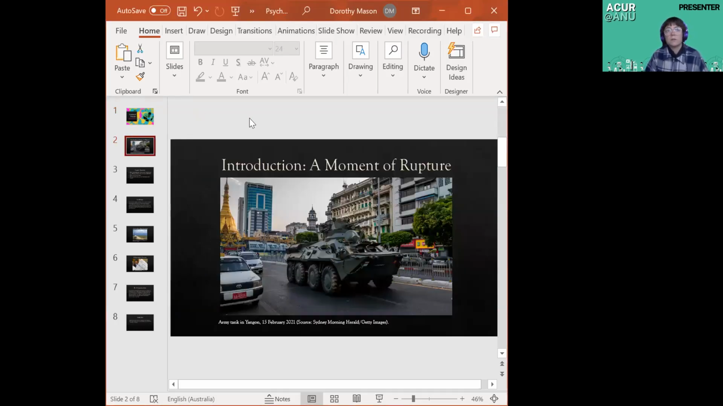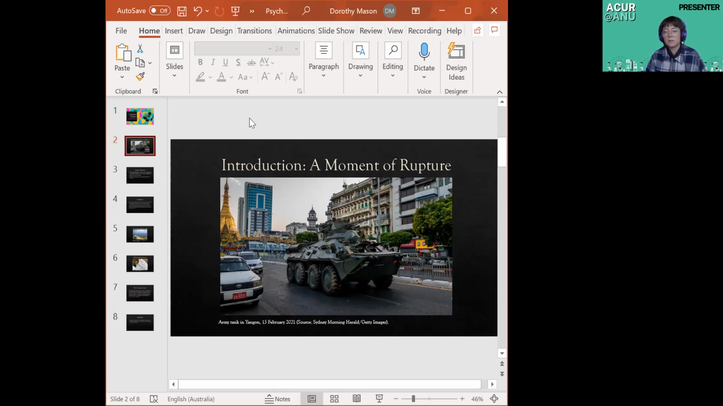I want to start with a moment of rupture. As many of you will probably be aware, on the 1st of February this year, the Myanmar Armed Forces, the Tatmadaw, staged a military coup, arresting the country's democratically elected leader, Aung San Suu Kyi, and several other key figures in her National League for Democracy government.